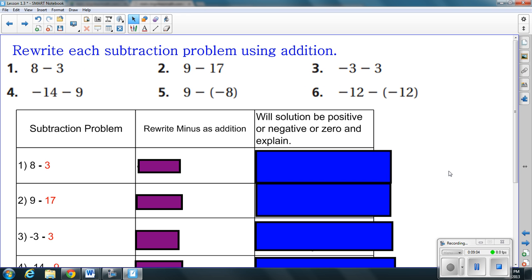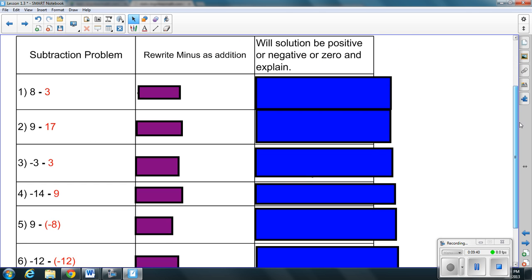We're going to rewrite each subtraction problem using addition. All you're going to do in this chart is tell me what the problem looks like rewritten and whether or not the answer is positive or negative or 0, and tell me why. So what I'd like you to do is write down problems 1 through 6. If you'd like to write it in a chart format like you see below, go right ahead. I'm going to offer the solutions. Please make sure you try 1 through 6 before you hear the answers. All right, here are the solutions.